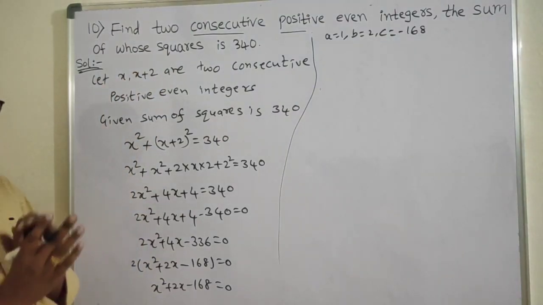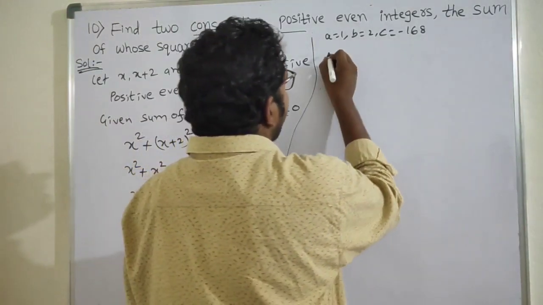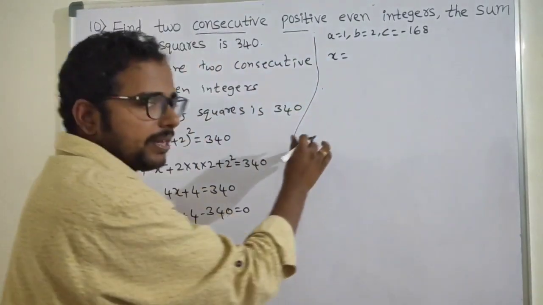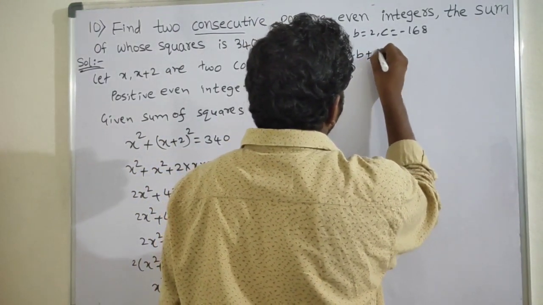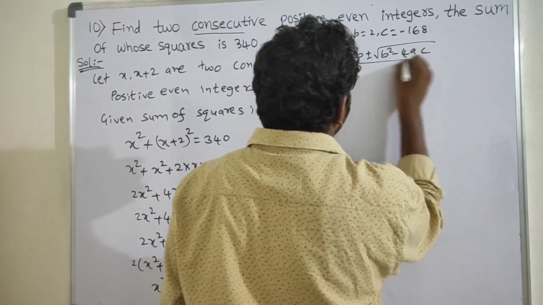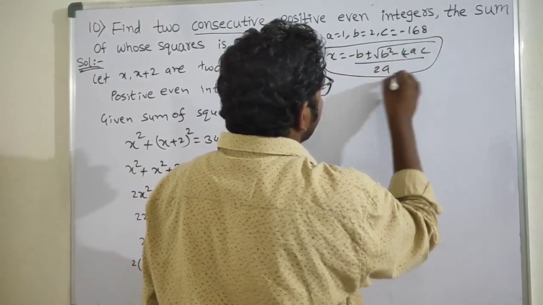Now we have to find the roots of this equation. So how can we find them? I am writing the quadratic formula. We can find the roots by using the quadratic formula: x equals minus b plus or minus square root of b squared minus 4ac, all over 2a. So substitute the a, b, c values in this formula.